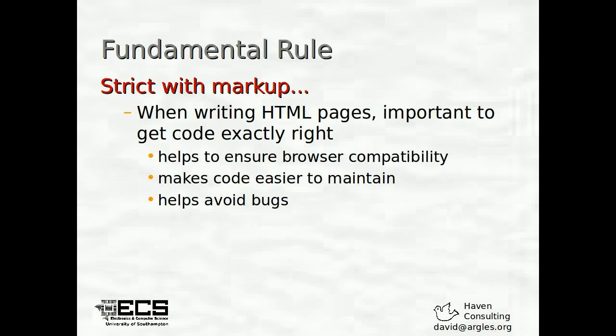When we get little minor mistakes in our HTML, these mistakes tend to be picked up differently by different browsers, and we'll have quirky errors that we won't understand where they've come from. It also makes our code easier to maintain if we're OCD really about making sure that our code is exactly right, and it also helps us to avoid bugs in our coding.